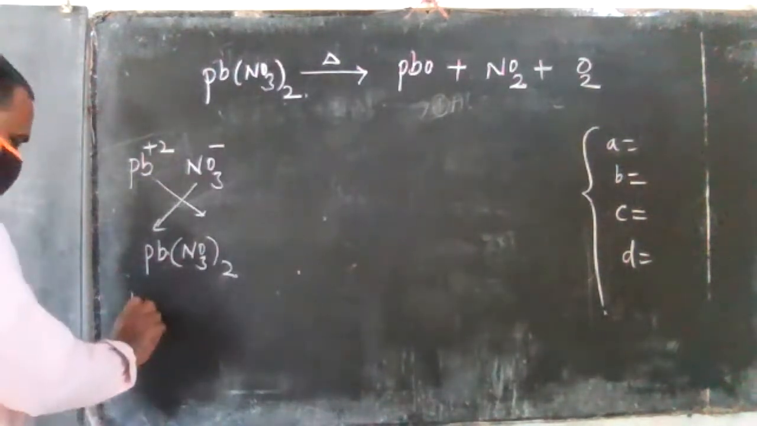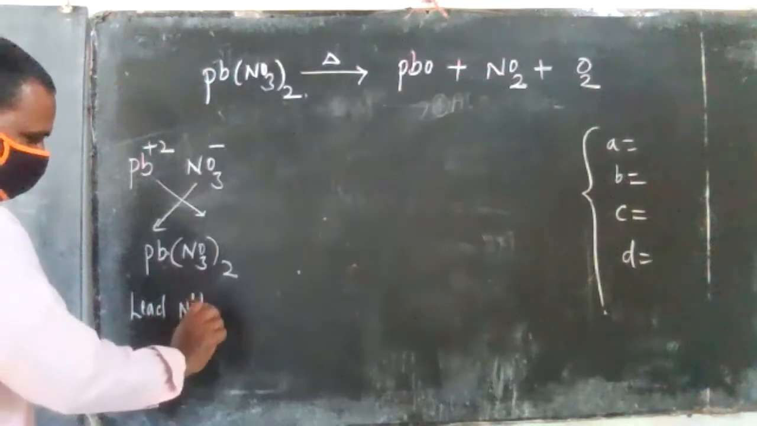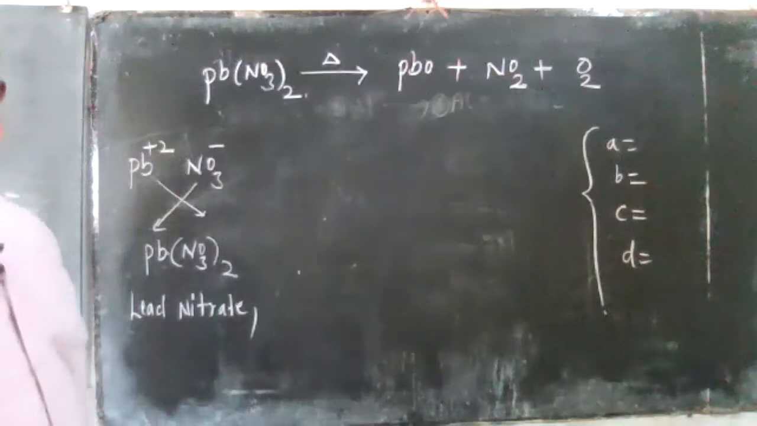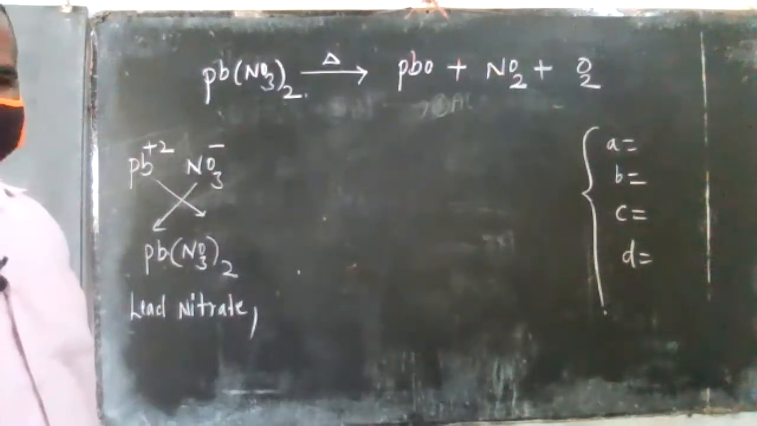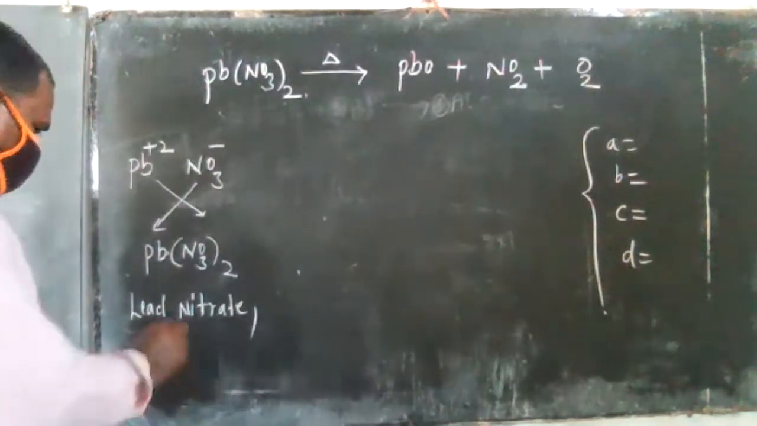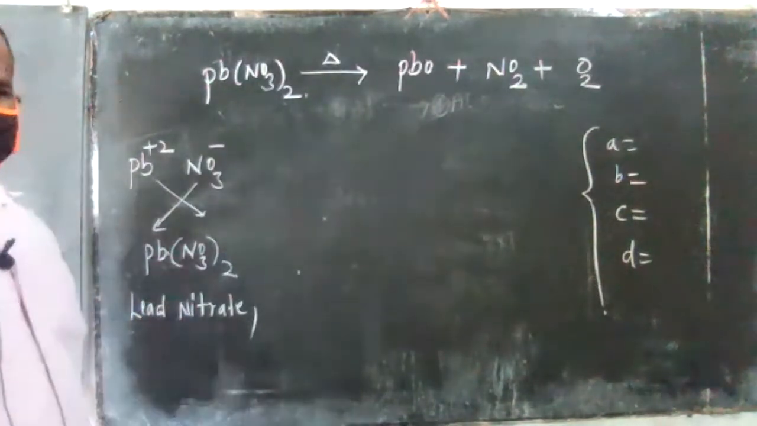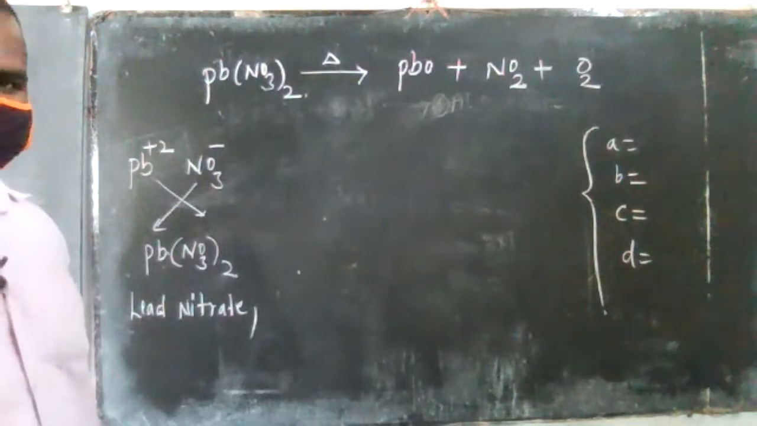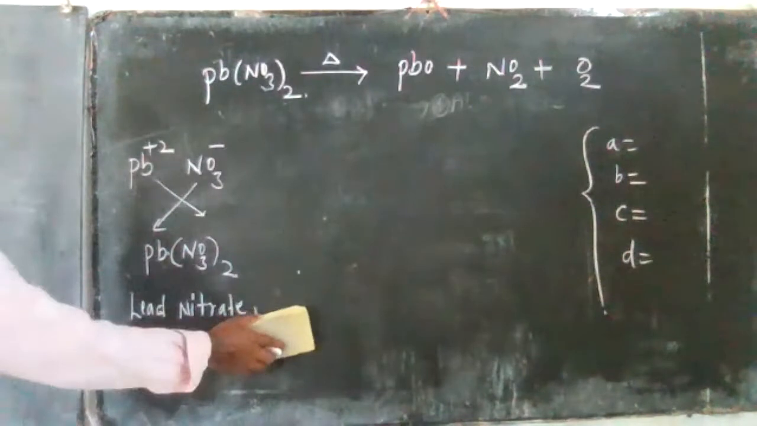So what is the chemical name? Lead nitrate. This is the lead nitrate. Okay, are you understanding? Yes, sir. Right, completed.